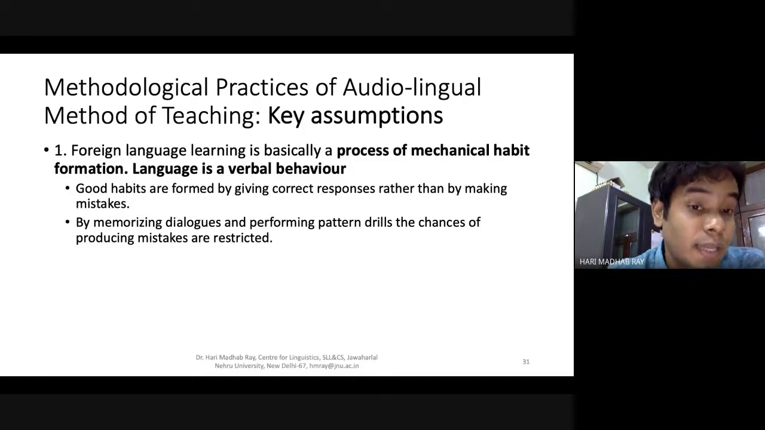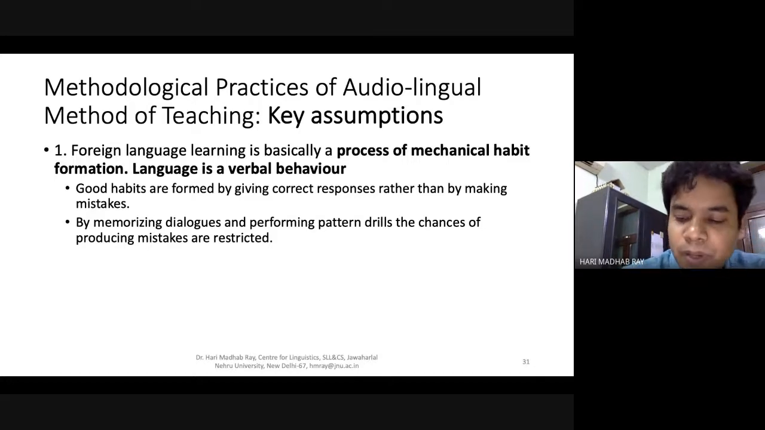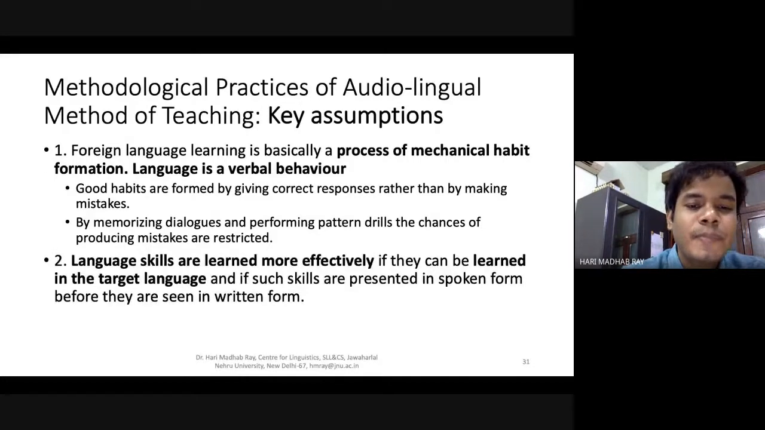So it will be less. So you need to memorize dialogues, all that memorization, and also the pattern drills you need to perform, repeat again and again. So, good habits. If you have good habits, that means you're not going to make mistakes, you see. So what are the good habits they are talking about? All that memorizing, performing pattern drills and all, you see.